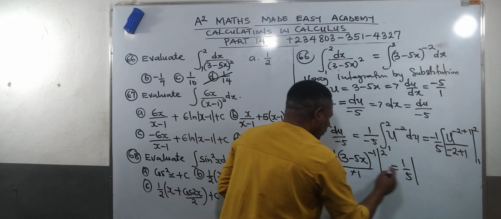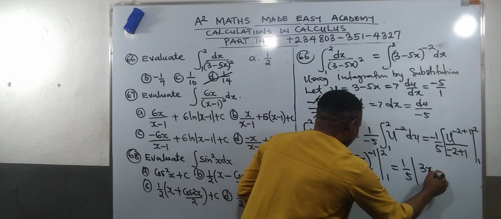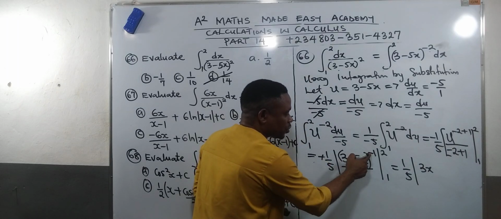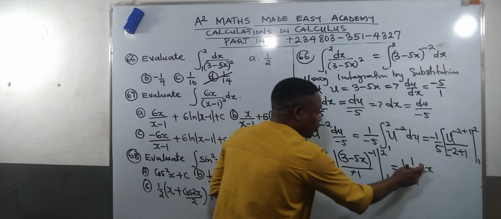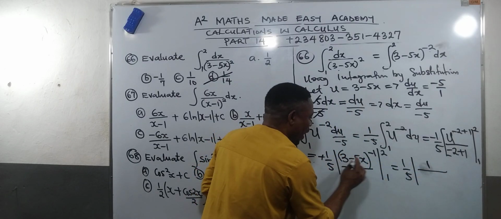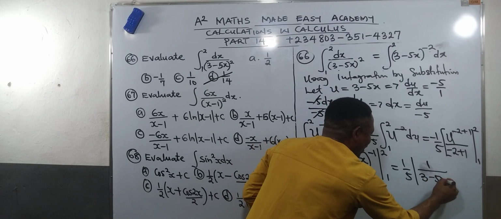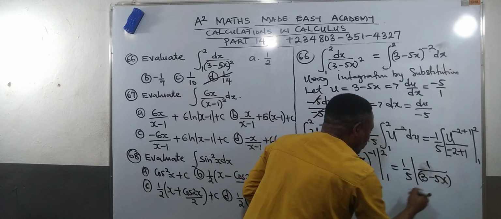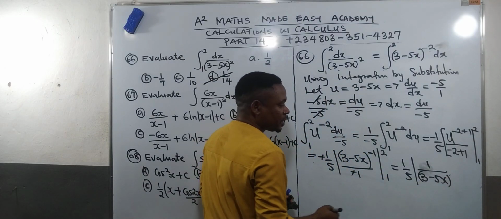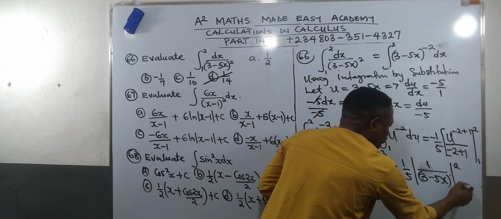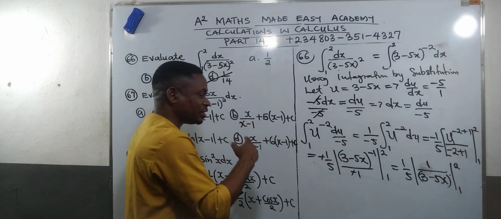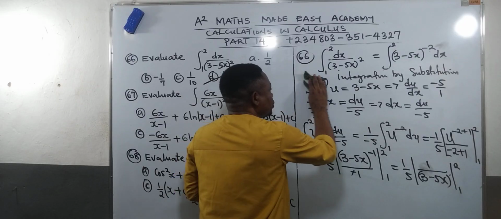Then bounded, what is it? 3 minus, it will go down. Do you know why it's going down? Because of the negative power, according to the laws of indices. So what remains at the numerator is 1 over, this one is 3 minus 5x. Are you there? Then open and close the bracket, raised to the power of 1, which is the same thing like this. Then bounded by upper limit 2, lower limit 1. Can you see that we're almost getting to where we are going? So let's continue.